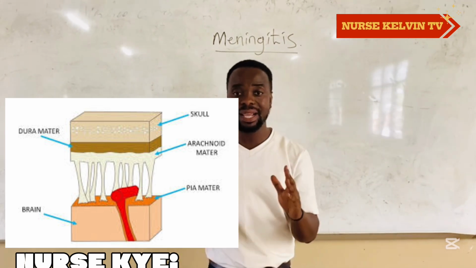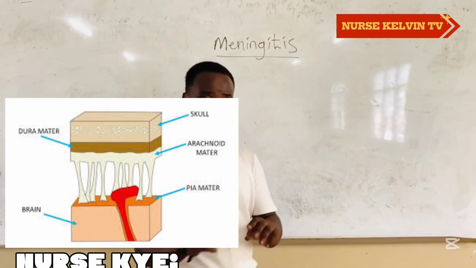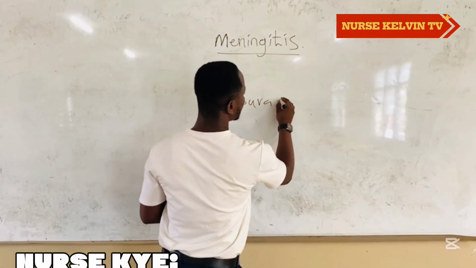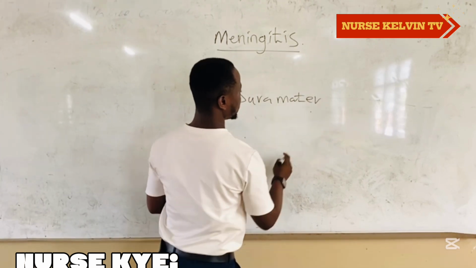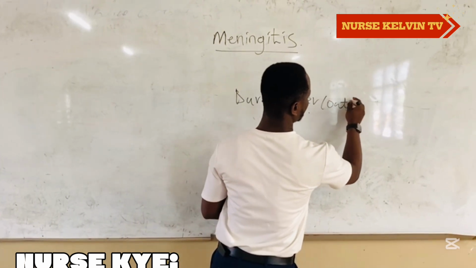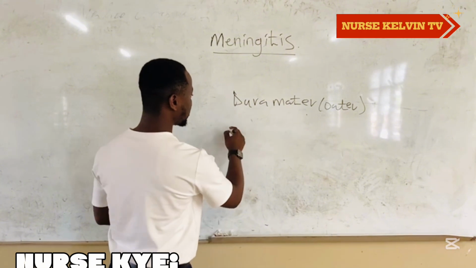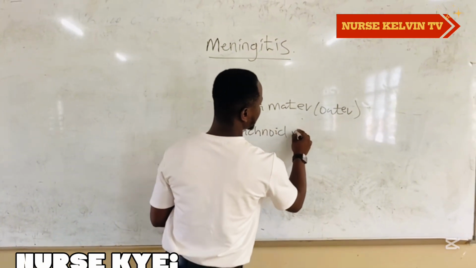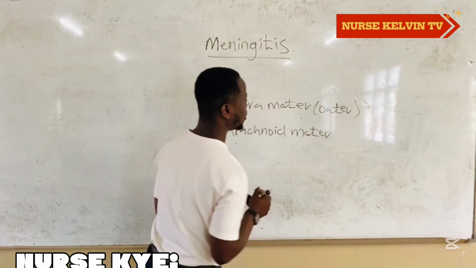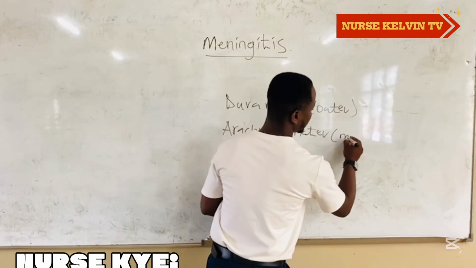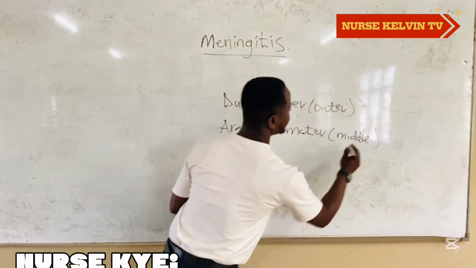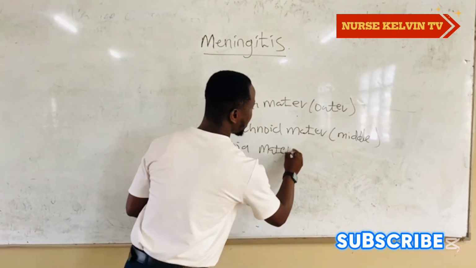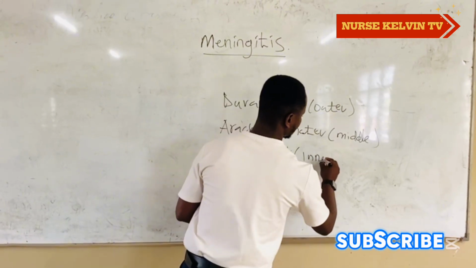So I will write it and then we all see together. So we have the dura mater. This one is the outer. So this is the outer layer, and then you have the arachnoid mater, which is also the middle. This one is the middle layer. And then we have the pia mater, which is the inner layer.